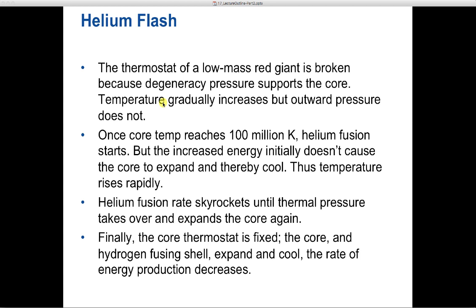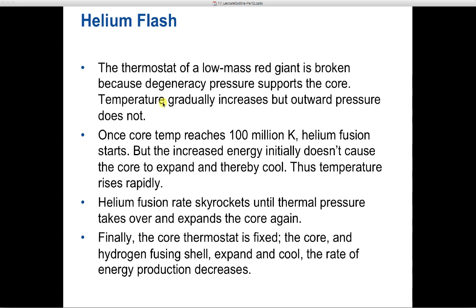When helium fusion starts, there's going to be a new production of energy. You're going to get some extra energy that's produced in the core, and the extra energy is going to heat up the core. Normally, if the core got heated up, it would expand. But it's degeneracy pressure right now that's pushing against gravity. So it takes a little bit of time for the thermal energy to get strong enough to actually push against gravity. And so the temperature can actually increase very rapidly.